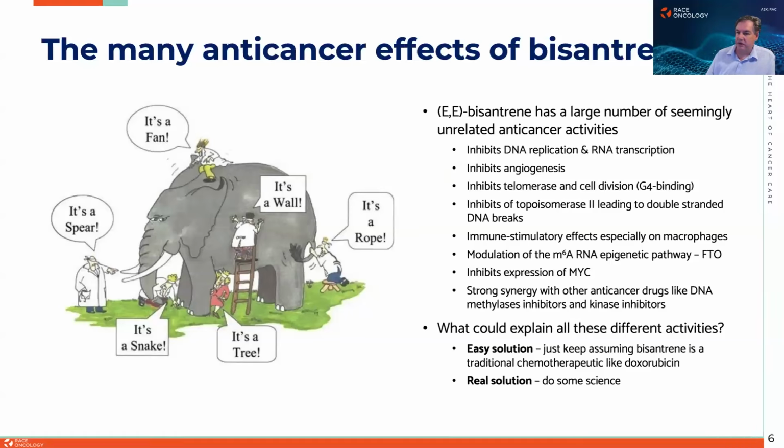And there's really two ways you can go about it. The first solution is the easy solution, which is we just ignore it all. We just say, oh, Bisantrene is this wonderful drug that does all these different things, and who cares how it does it? It's just a traditional chemotherapeutic like doxorubicin, and we'll just continue on that way. And that was the strategy that had been taken for many years at Race. That was one that I was never comfortable with. And the other alternative is to actually spend some money and do some real science and actually try and work out how all these things come about. And they're not just random.